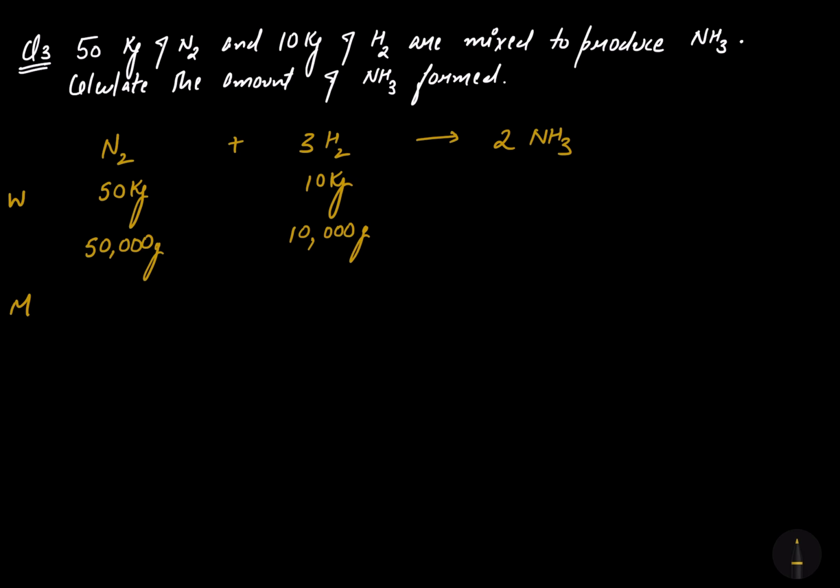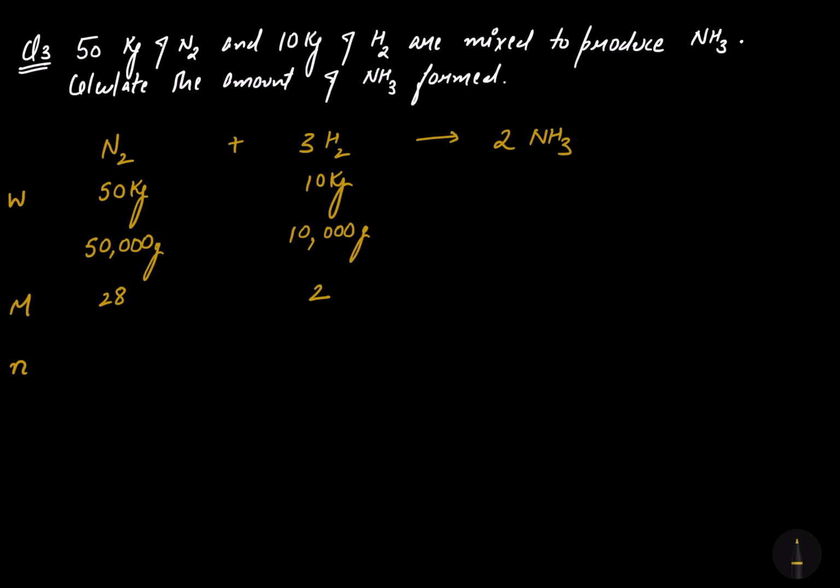The molecular weight of N2 is 14 into 2, which comes out to be 28, and that of H2 is obviously 2. While calculating the molecular weights, please don't consider the stoichiometry of a chemical reaction. We have to take the molecular weight, that is the weight of only one molecule. Now let's calculate the number of moles.